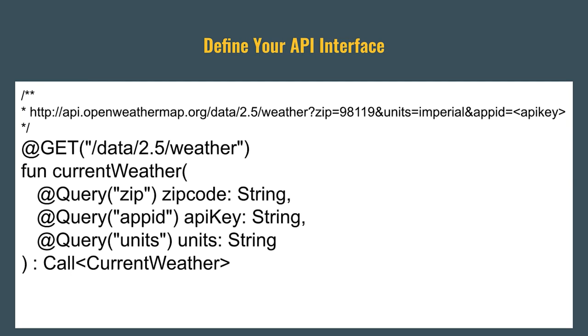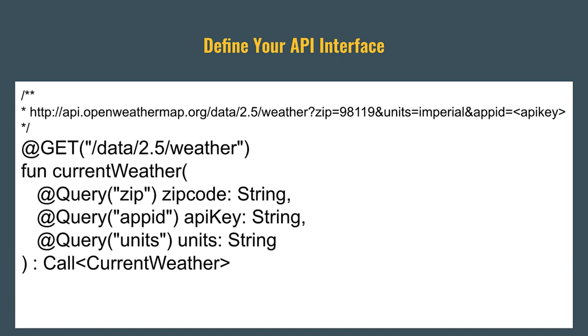All of these query properties here, the zip code, the API key, and the units, those will eventually get appended to the path specified in the Get annotation so that it matches the path in the comment at the top of the file here. So ultimately, we want to hit the API that is at http api.openweathermap.org/data/2.5/weather. So all of that is essentially the OpenWeatherMap's weather endpoint.